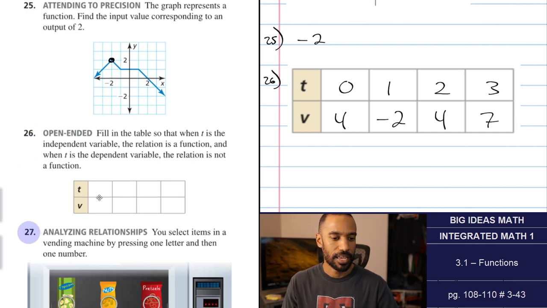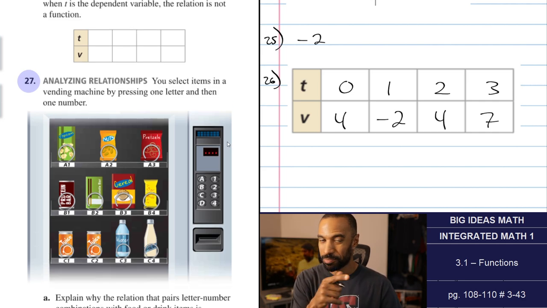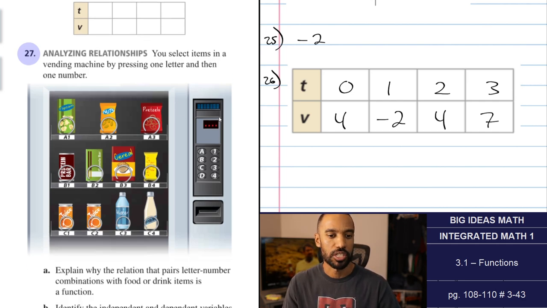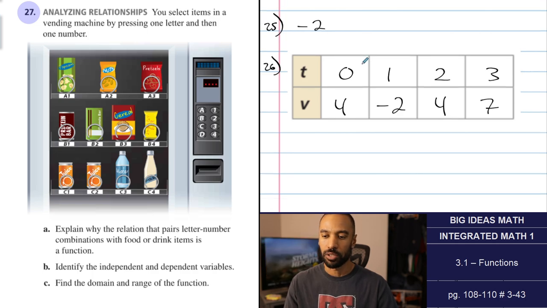Number 27, analyzing relationships. You select items in a vending machine. That's my analogy. Vending machine by pressing one letter and then one number. Explain why the relation that pairs the letter number combinations with food or drink is a function. Because each input only has exactly one output. Every time I press A1, I'm only going to get popcorn. A2, I'm only going to get nuts. A3, pretzels, etc. So each input yields only exactly one output.